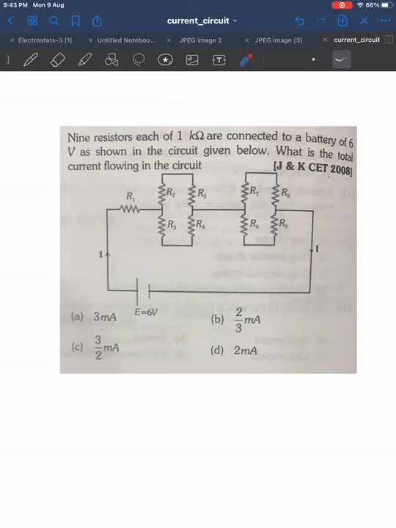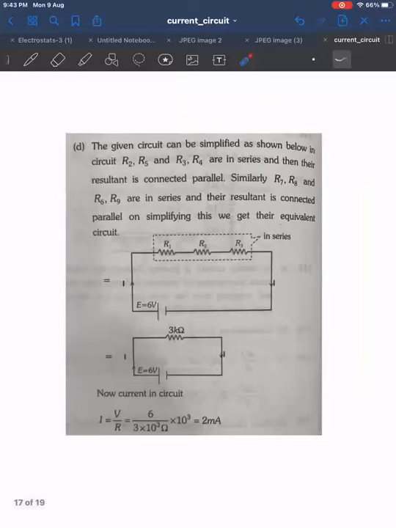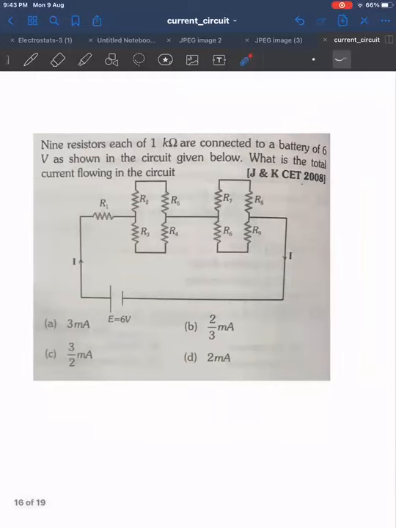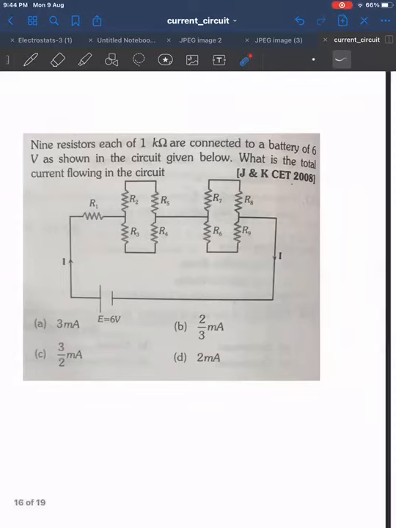Nine resistors, each of 1 kilo ohm, are connected to a battery of 6 volt, as shown in the circuit below. What is the total current flowing in the circuit? Okay, Rajvi, Virali, Hetvi, you are all getting answer as D. Answer is correct. It is just an equivalent resistance circuit solving. Tell me, getting it with logic or getting it by fluke? With logic. Okay.